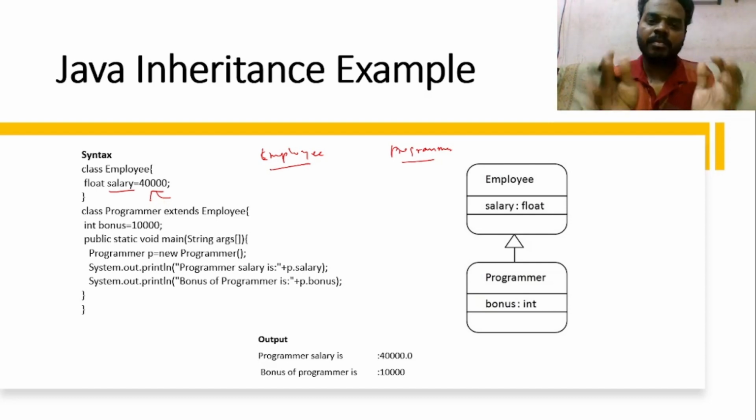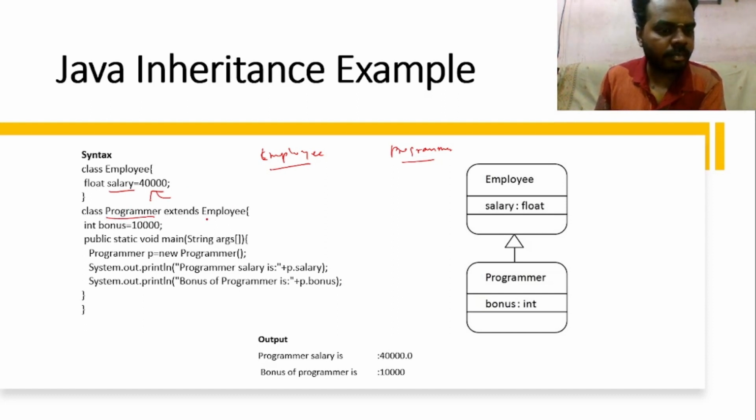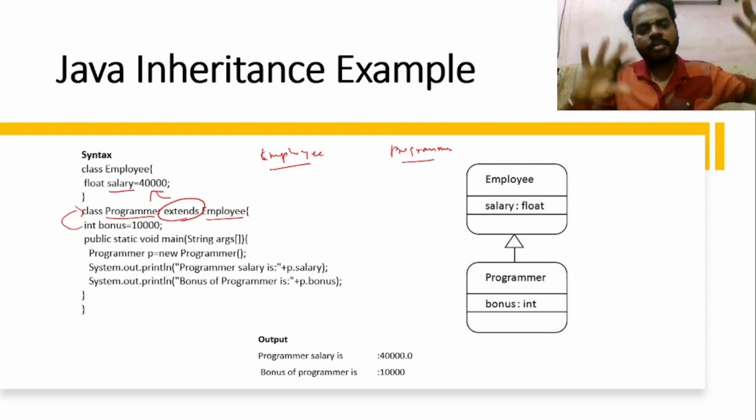The next thing, we're going to perform inheritance right now. See how we are going to perform the inheritance. In the previous syntax, we discussed: class subclass name extends superclass name. My derived class name is programmer and my base class name is employee. If you want to perform inheritance in Java, we should use the keyword extends. This extends keyword will acquire the data from the base class to the derived class. This is the inheritance concept, and bonus equal to 10,000 is data available only in the programmer class, not in the employee class, since employee has separate data and programmer has separate data.